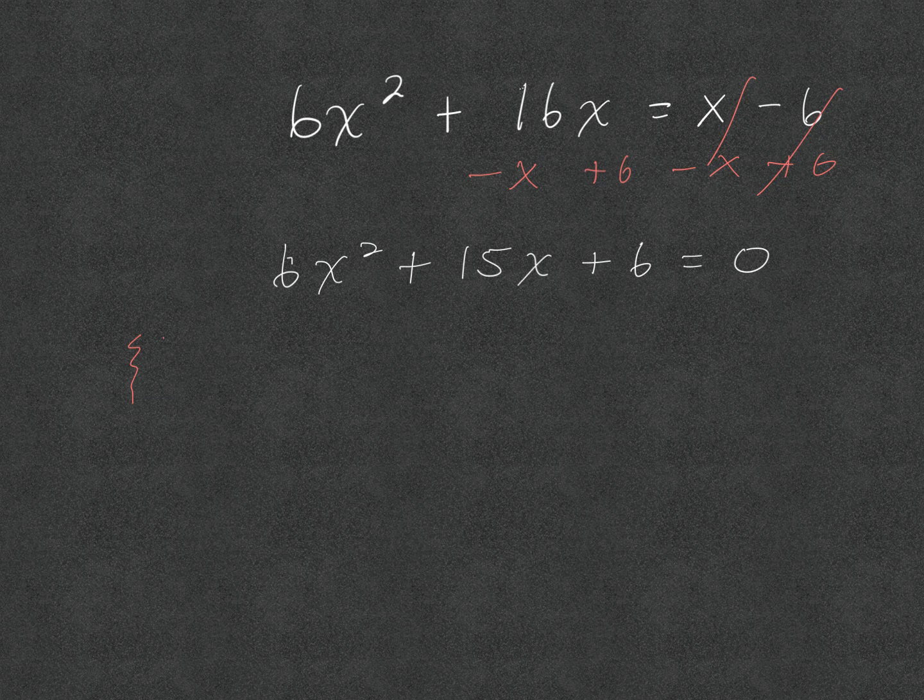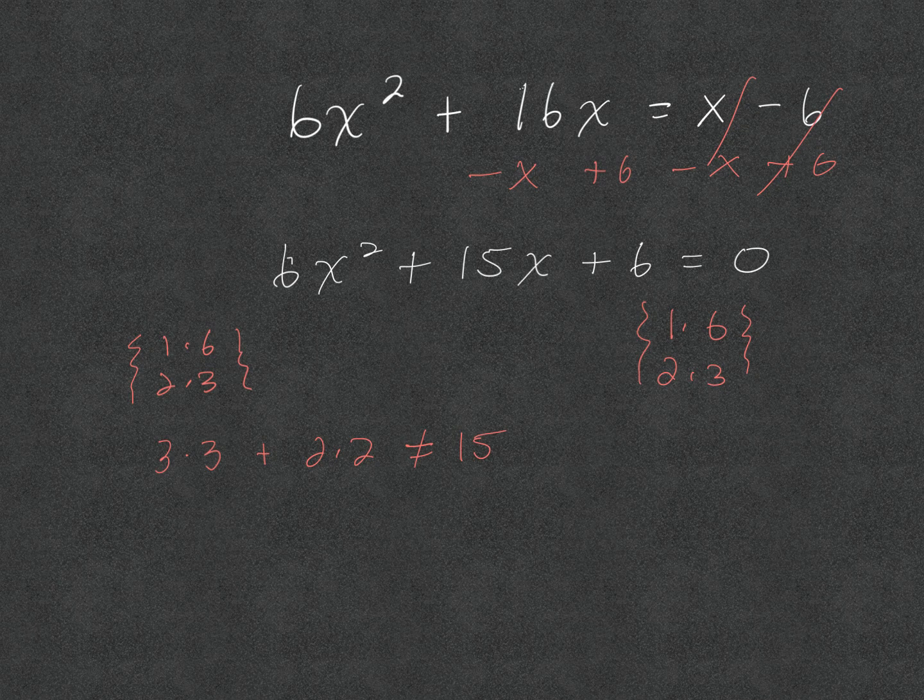Factors of a, 1 times 6, 2 times 3. The factors of c, 1 times 6, 2 times 3. What will give me a sum of 15? This one's a little bit difficult. Is it 2, 3, 2, 3? No, because if I multiply 3 times 3 plus 2 times 2, that does not equal 15.